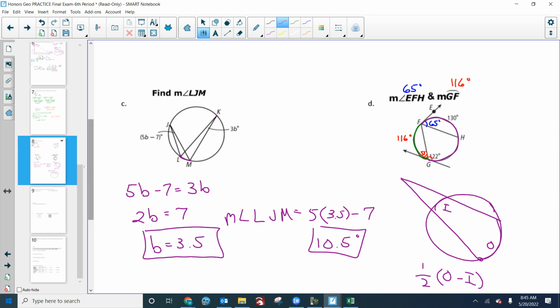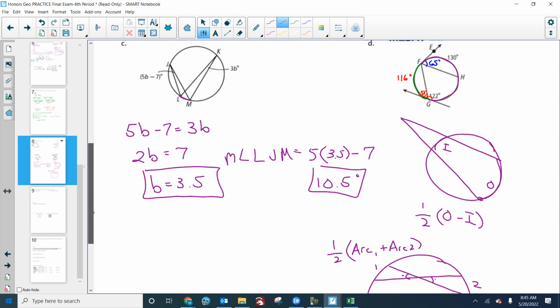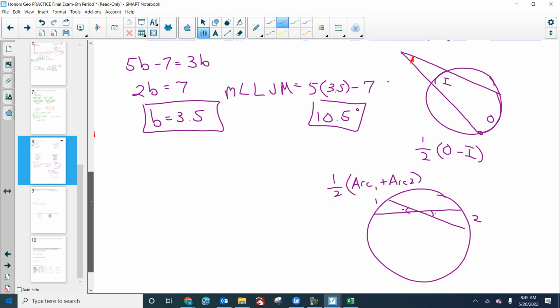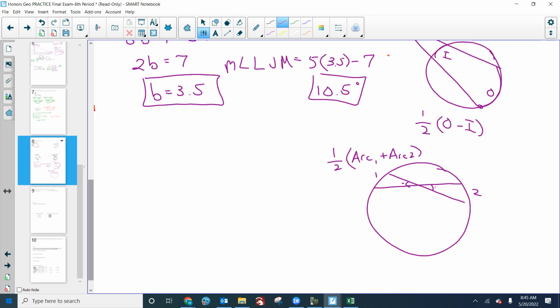Now, things you should be careful of too. Remember, an outside angle, the rule is one half outer arc minus inner arc. Just to refresh that. If it's an outside angle, one half outer arc minus inner arc. Inside angle, it's half of these arcs added together. And again, the inscribed angle is just half the arc.